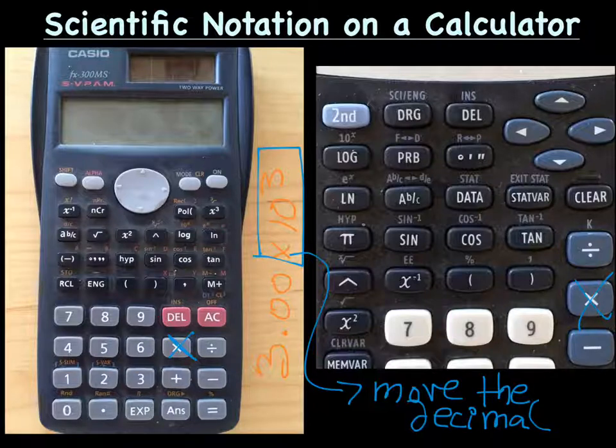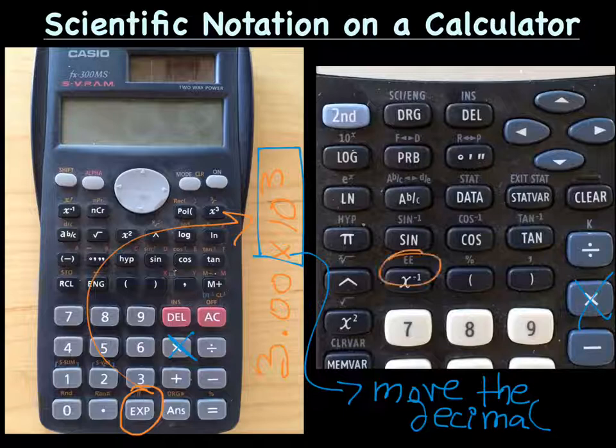So, if we can't use the multiplication button to plug in scientific notation numbers, how do we do it? A lot of scientific calculators have buttons that mean times 10 to the or move the decimal. So I have a couple examples here. The calculator on the left has an EXP button. That EXP button means times 10 to the or move the decimal. The calculator on the right also has a button for scientific notation, but it's a shift button. It's this EE right here. So you'd first have to hit the second and then EE, and that means, again, times 10 to the, or move the decimal.